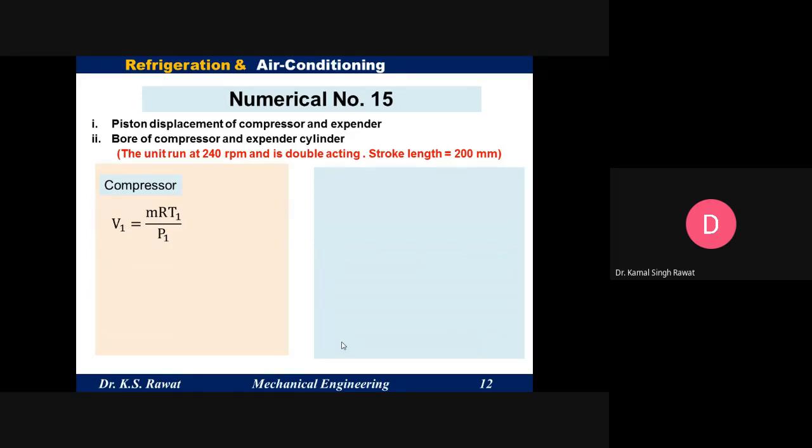So we have the value of M, we have the value of R, we have the value of T1, and we have the value of P1. And remember that the value of P1 must be put in kilopascal. Okay, we always put the value of this in kilopascal to balance the unit. So now calculate and tell me the value. My voice is clear? Yes, sir. Okay, so calculate the value of V1.